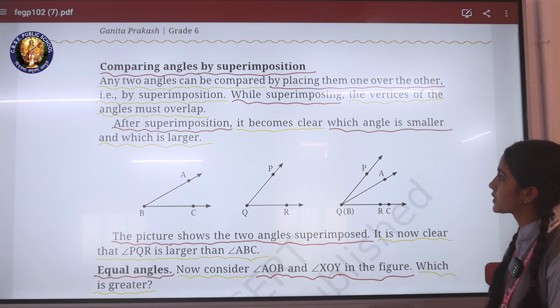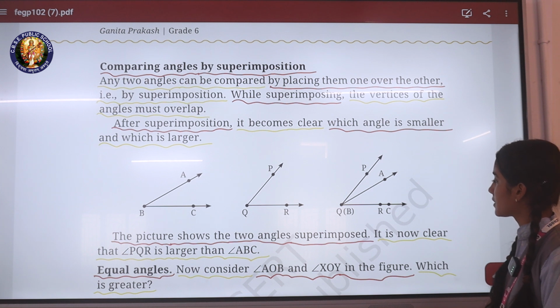After superposition, it becomes clear which angle is smaller and which is larger. The picture shows the two angles superimposed. It is now clear that angle PQR is larger than angle ABC.